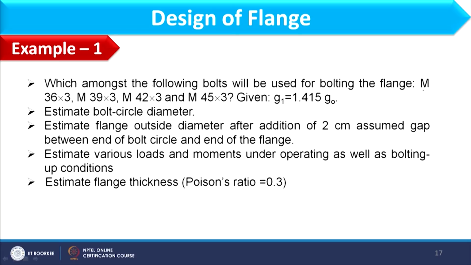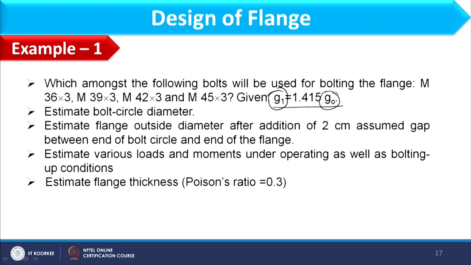Here we are given 4 bolts: M36 × 3, M39 × 3, M42 × 3 and M45 × 3, and G1 is given as 1.415 G0. So basically, once I know G1, it means the flange is a welded neck. Only if G0 value is given, it may be welded neck or it may be tapered neck, but G1 will decide whether it is welded neck or not.